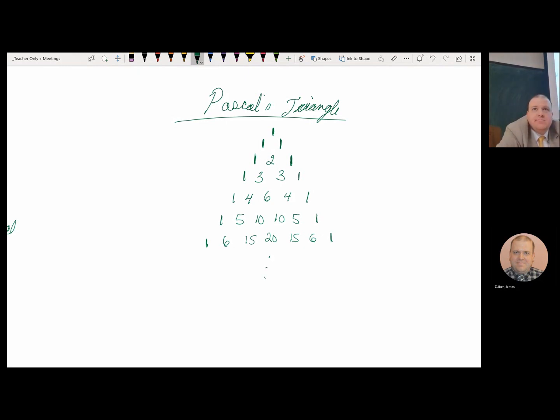And it just keeps going. Here's the beautiful thing about Pascal's triangle. Every single number that appears in Pascal's triangle is a binomial number.